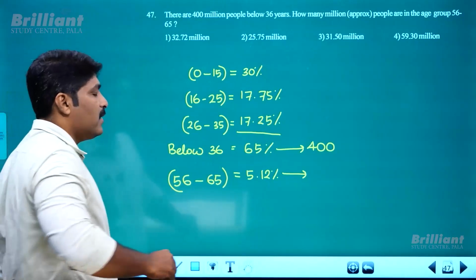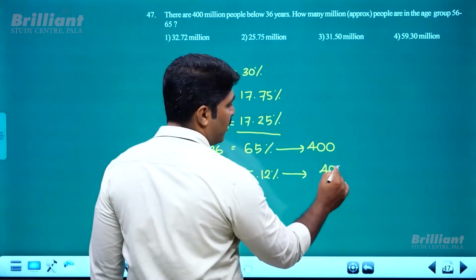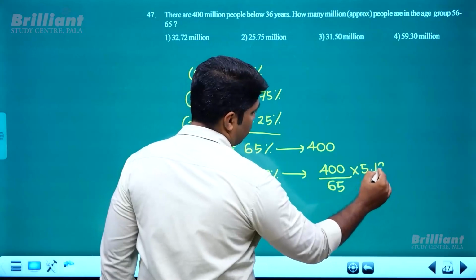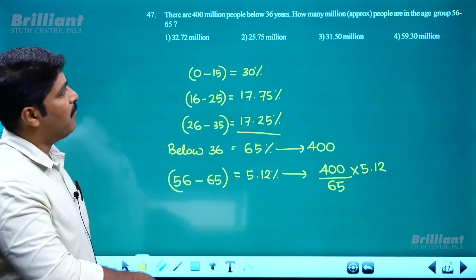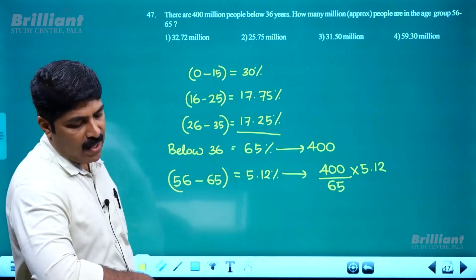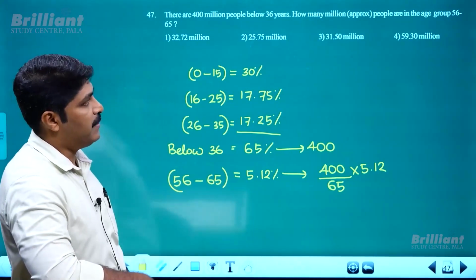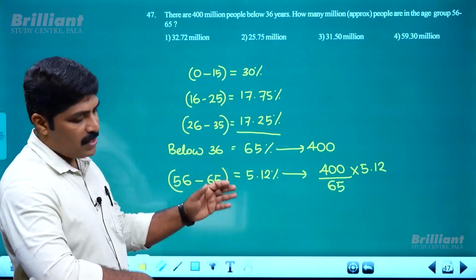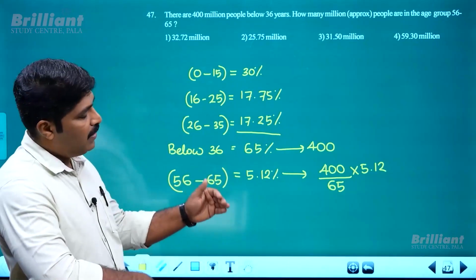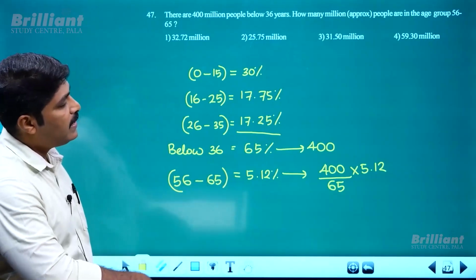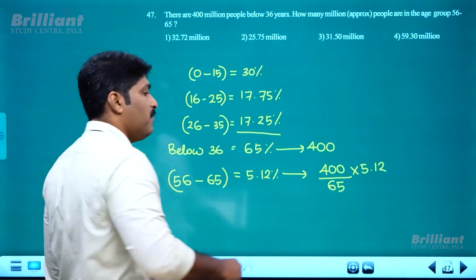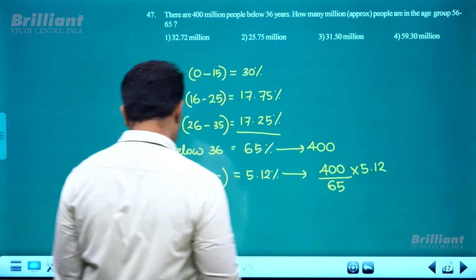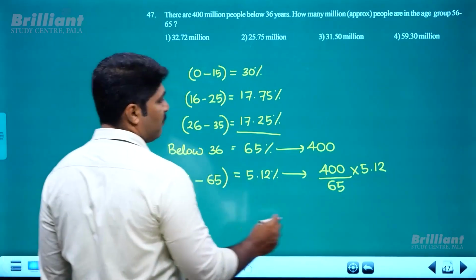Here we are doing the operations like this. This is 400, applying the unitary method, divided by 65 into 5.12. Again, it's a complicated type of operation because it is time consuming, right? So which will be the right approach here? In this type of question, if you are doing the operations, this is 400 by 65 into 5.12. So you can take an approximate operation like this. Suppose you consider 400 by 30. Why am I doing the operations like this? This is an approximate type of operation.